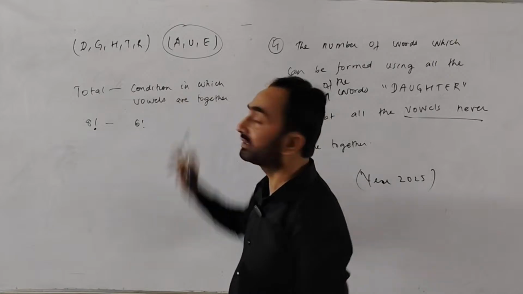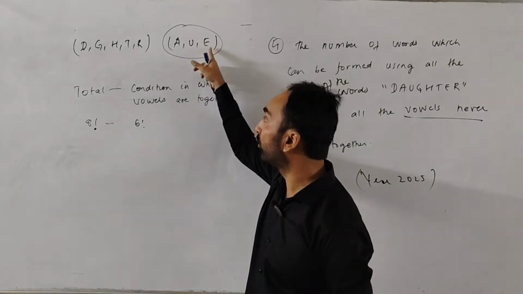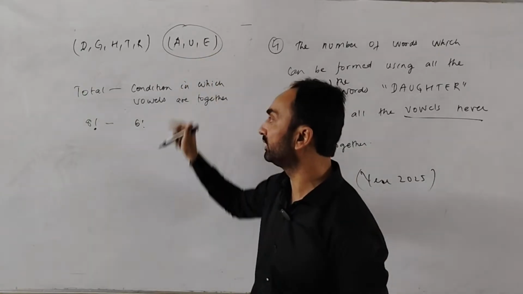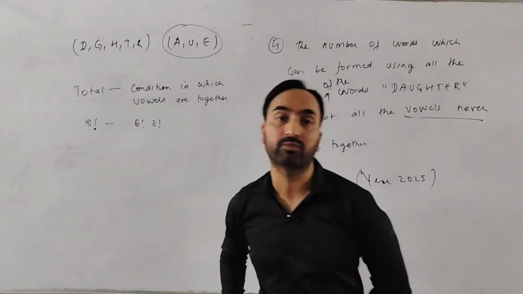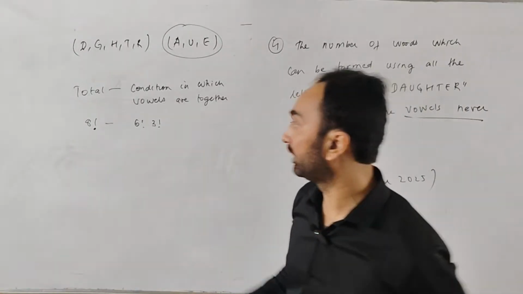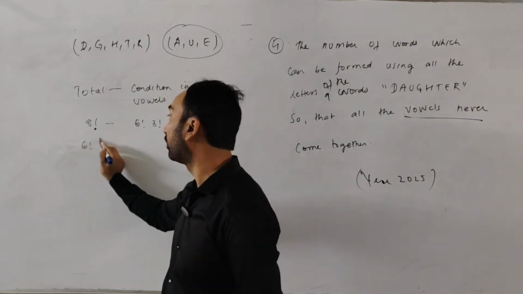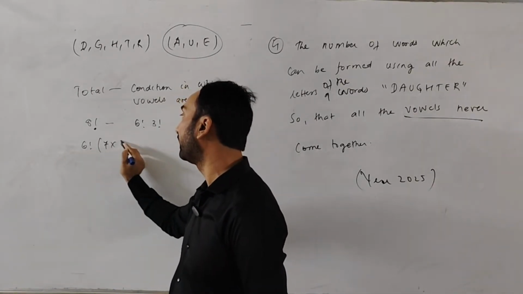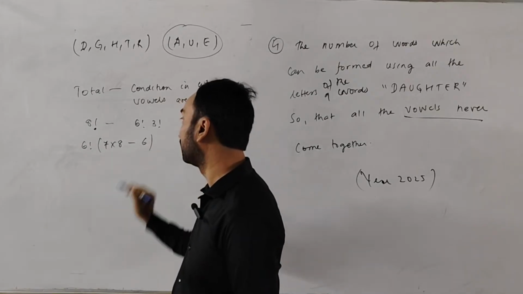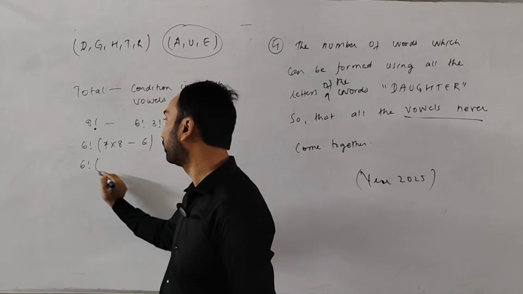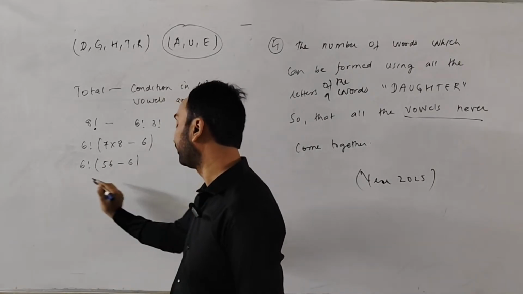But these vowels can internally rearrange, meaning A can go here, E can come here, U can go there. So this internal rearrangement is possible. So we can write it as 3 factorial for the internal rearrangement, correct? Now find this value. If we take 6 factorial common, then here I will get 7 into 8, that is 56. And here I will get 3 factorial, that is 6. So this will become 6 factorial into 56 minus 6, that is 50.